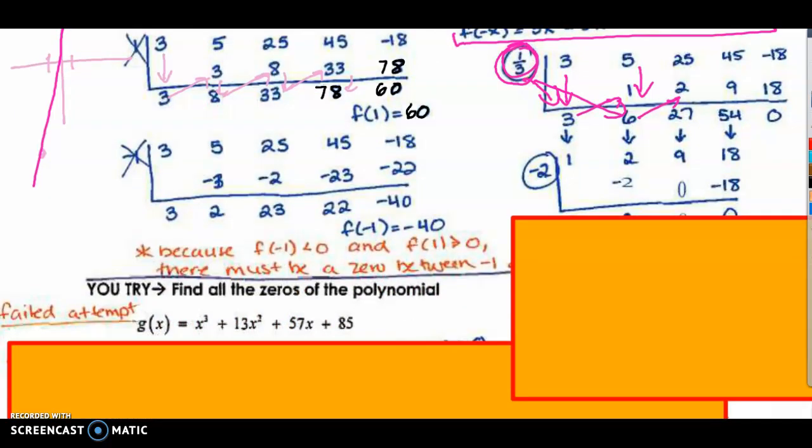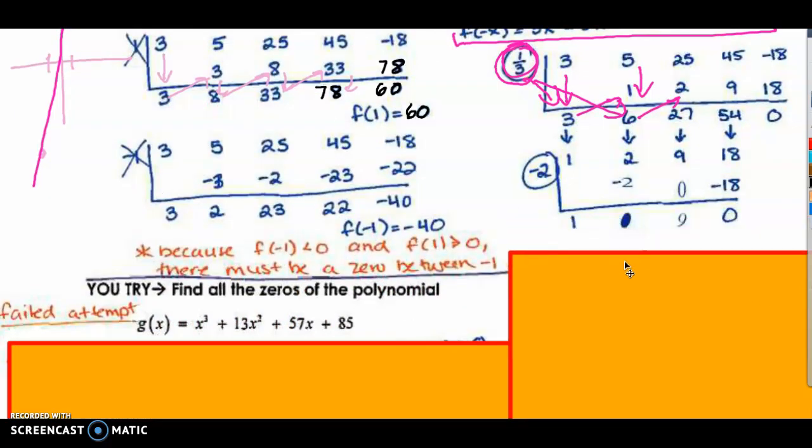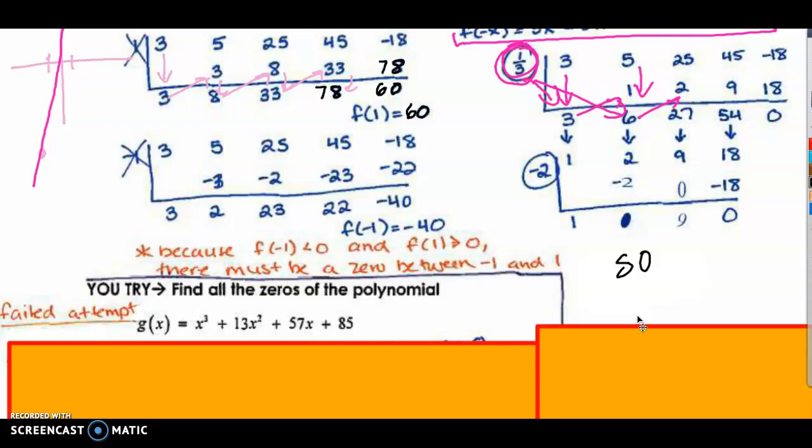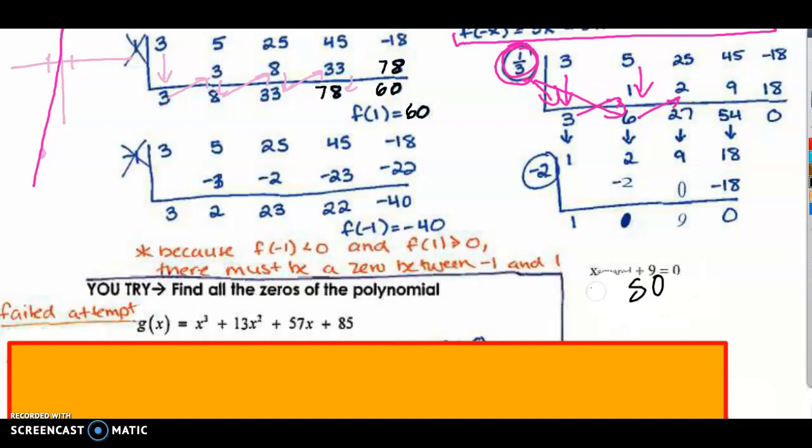So now the next thing I'm going to do is, I've already tried -1, so on my list I'm going to go to my next negative number. I try -2, and it works. It goes in evenly. So now this means x squared plus 9 equals 0. When I solve, I get x equals plus or minus 3i.